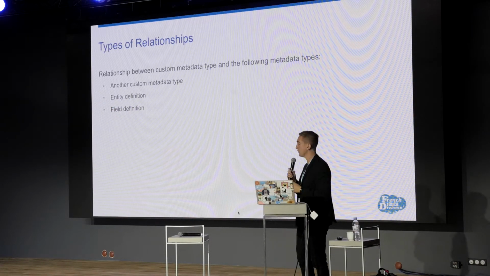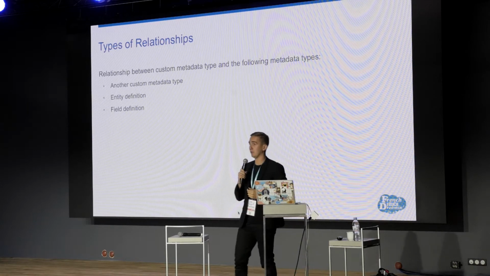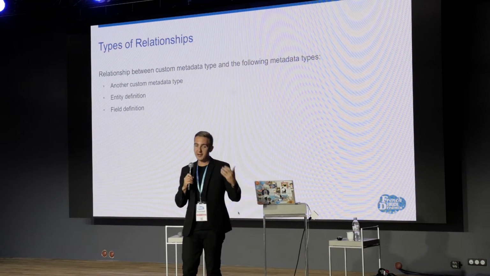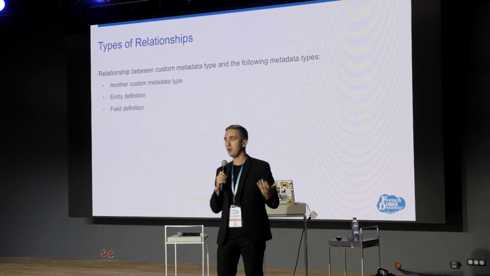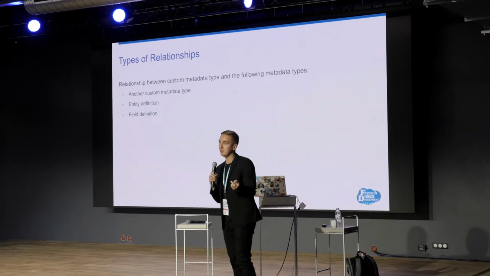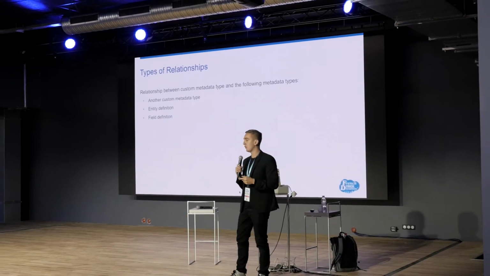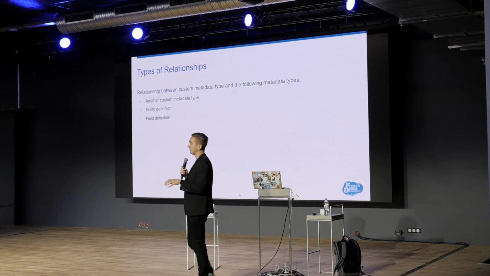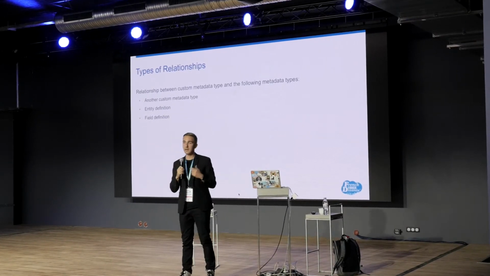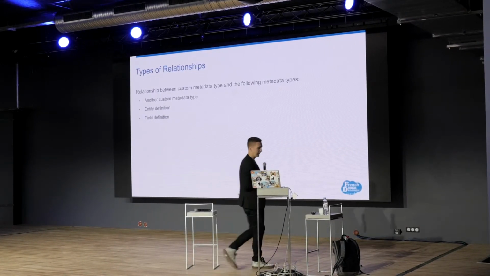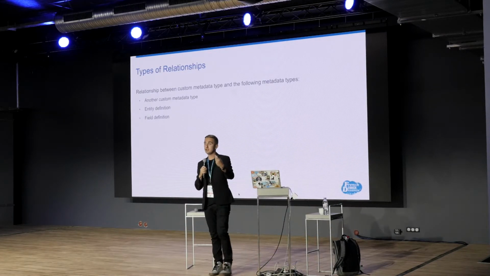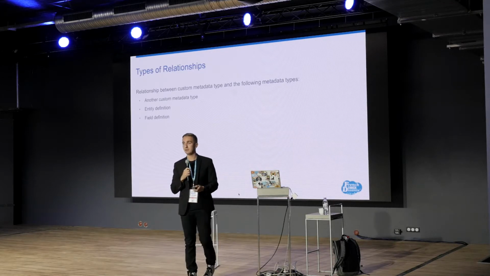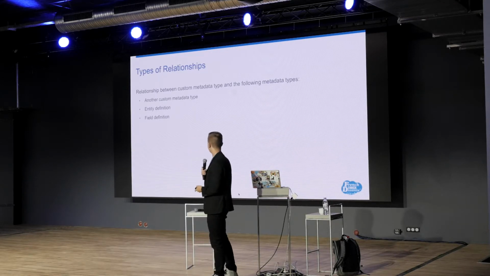So, as I promised, I also want to cover the relationship fields we have on custom metadata types. And they are very different from what you can expect, because you probably used to work with custom object relationships, and those are relationships between data records. And in terms of custom metadata types, those are relationships between metadata records. So we have three different types of relationships. We have a relationship to another custom metadata type, relationship to entity definition, and relationship to field definition. I'm going to give examples of all of them.